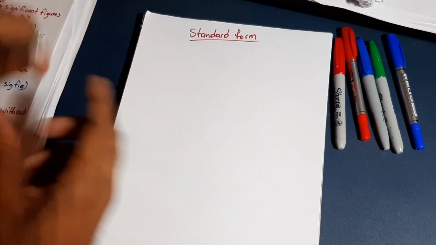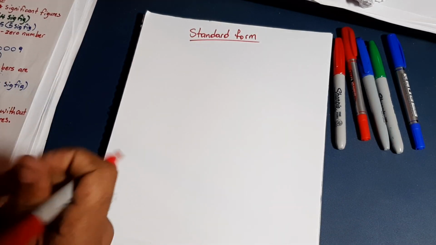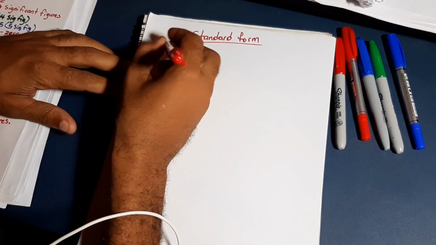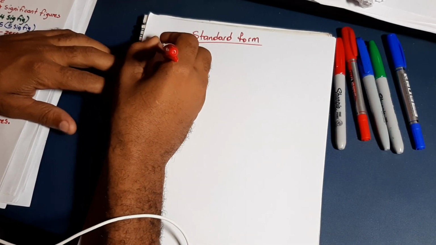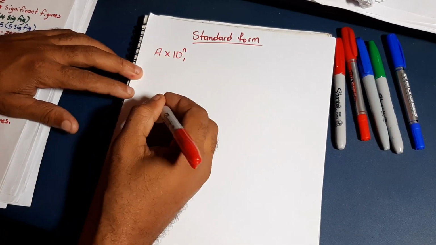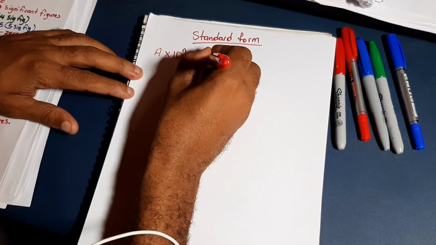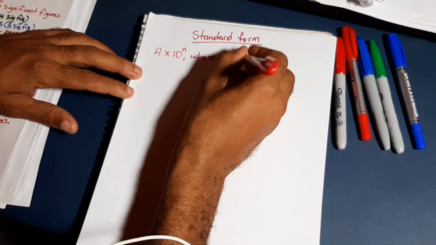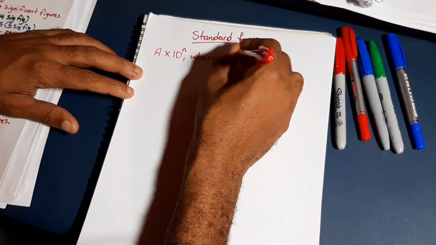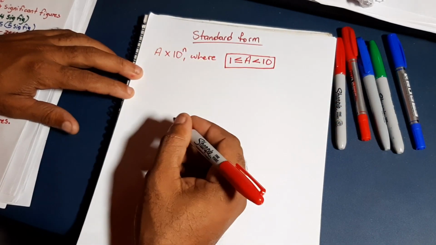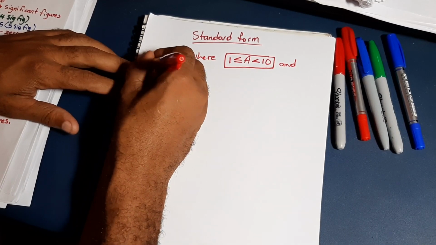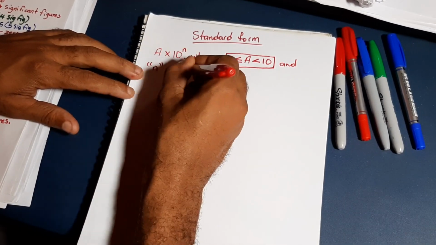Alright, so in this video what we'll be looking at is standard form. When we are representing a number in standard form, the number should resemble a times 10 to the nth power, where a should be greater than or equal to 1 but less than 10. So this is an inequality, I'll explain that. And n, as in the power n, is an integer.